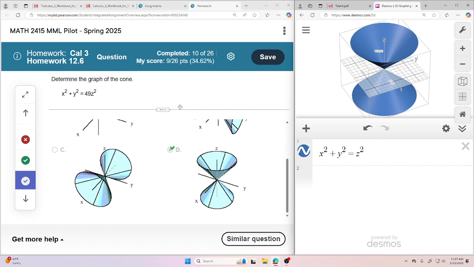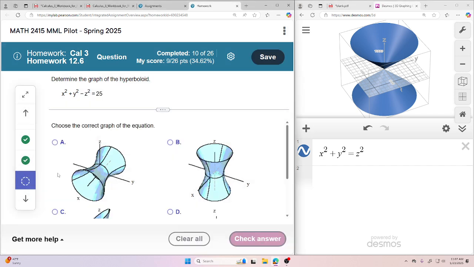Exactly. You're scaling it so our human eyes can see it better. Yep. Very good.